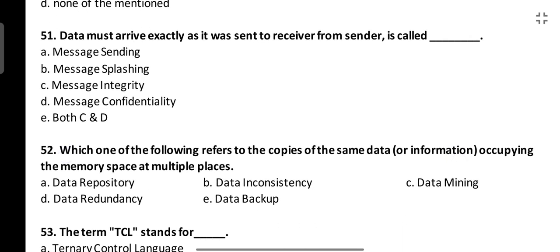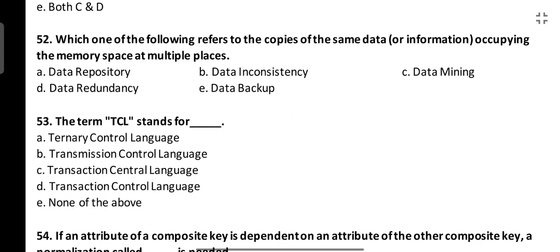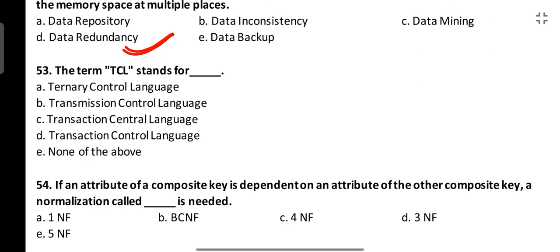Next is, data must arrive exactly as it was sent from sender to receiver. This is known as integrity. The answer is option C, message integrity. Next is, which of the following refers to copies of the same data or information occupying memory space at multiple places? This is known as data redundancy. Next is, the term TCL stands for, a very simple question, transaction control language. So option D, transaction control language.